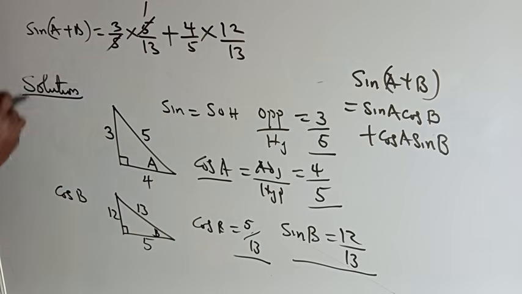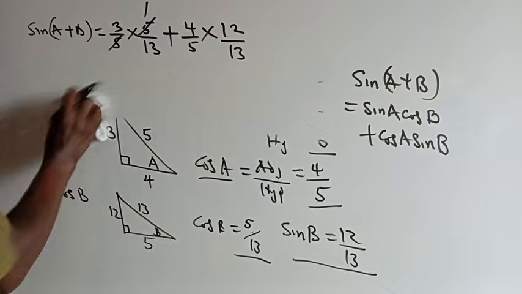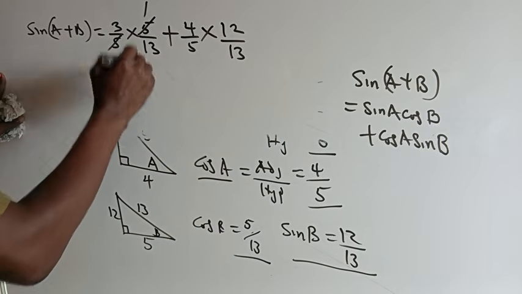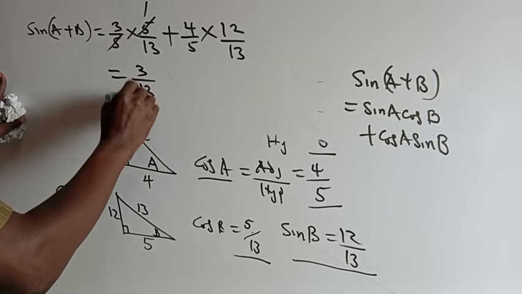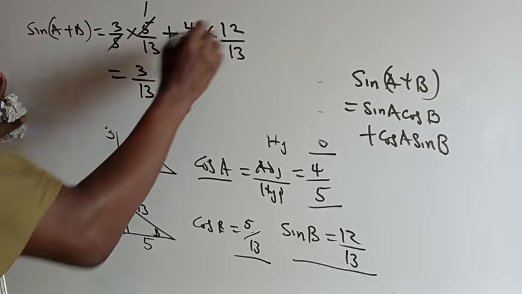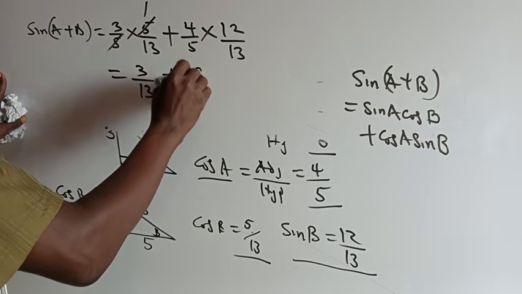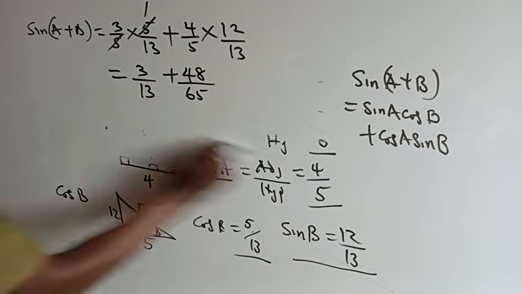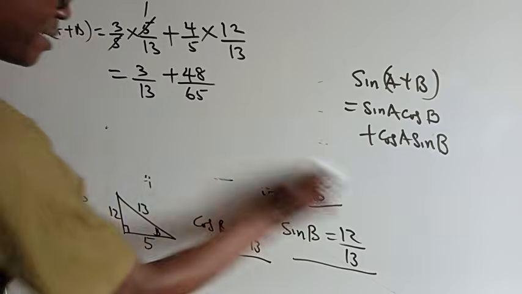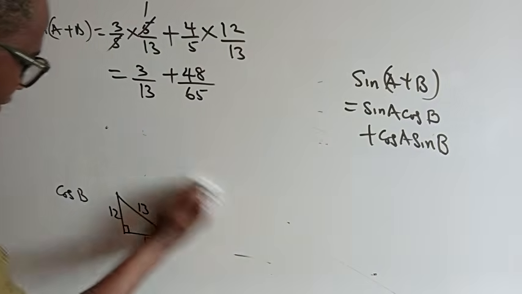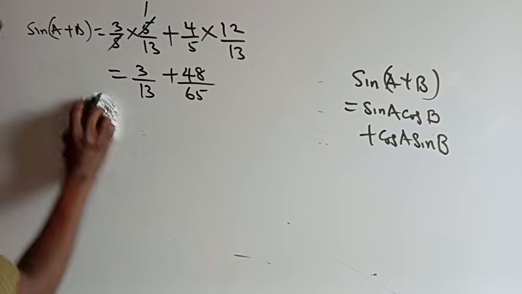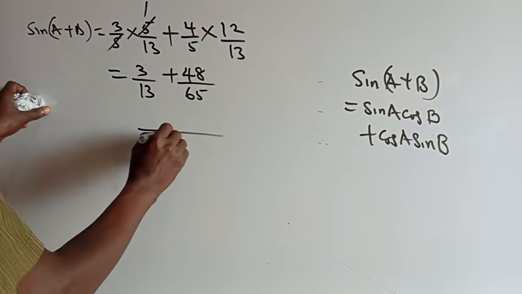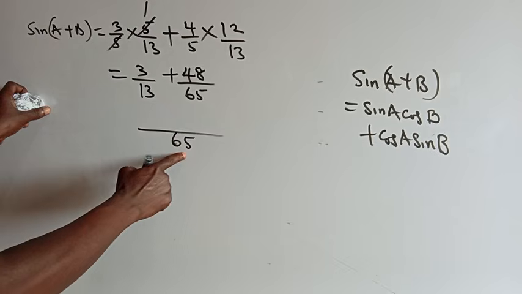So what we have now is 3 over 13, because that has gone, plus 4 times 12, which is 48, all over 5 times 13, which is 65. So what do you now do to find the LCM? Let's quickly find the LCM. The LCM of 13 and 65 is 65. 13 goes into 65 five times.